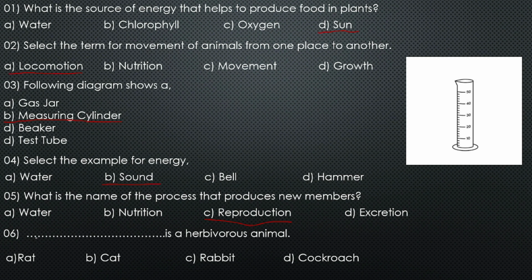Question number 6. Select the herbivorous animal. Out of these 4 answers, you should locate which animal is taken under herbivorous animals. Rat, cat, rabbit, cockroach. Rabbit is a herbivorous animal. This rabbit totally depends on plants. Let's move on to the next one.